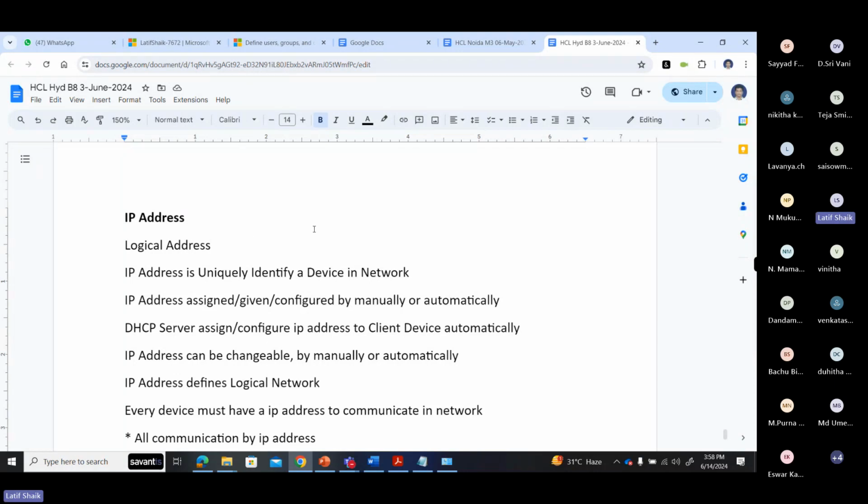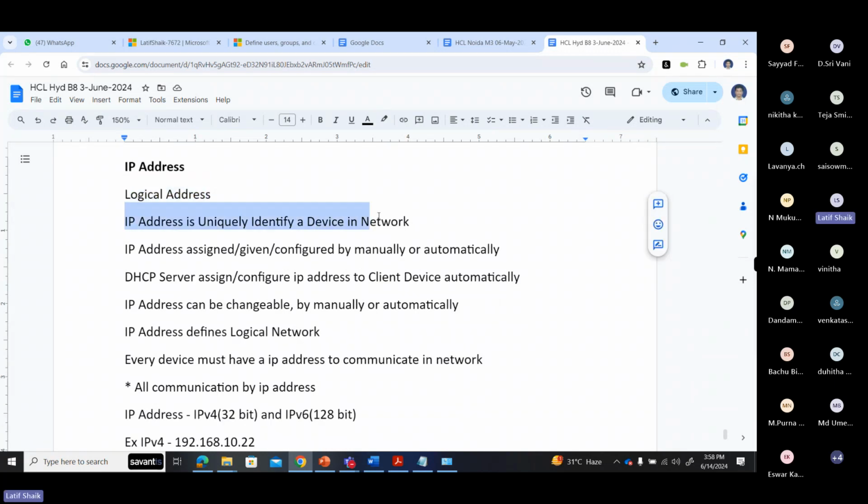Then what is the IP address? An IP address is a logical address. A MAC address is a physical address. An IP address is a logical address. An IP address uniquely identifies a device in the network.